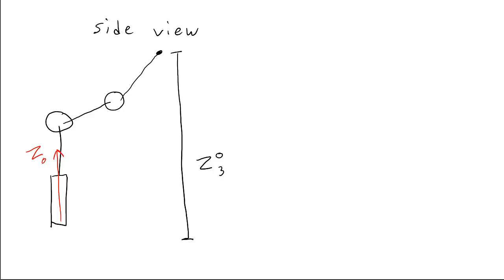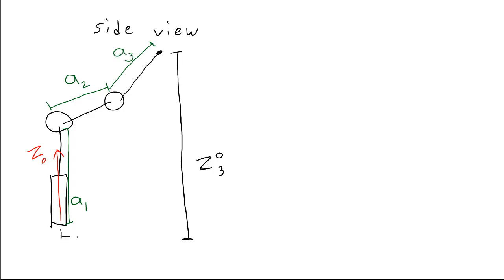Let's label a couple of other things that we know in this picture. This distance here is the link length A1. This distance here is the link length A2. And this distance is the link length A3.